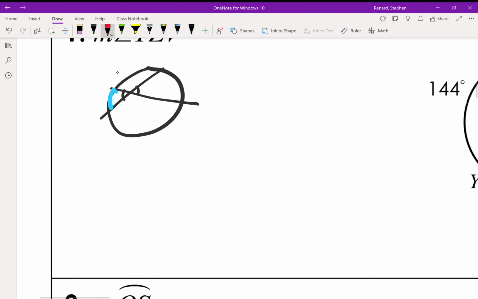And what this vertical angle is going to be is equal to the red plus the blue divided by 2. So it's an average of the two intercepted or described arcs. So it's the sum divided by 2.